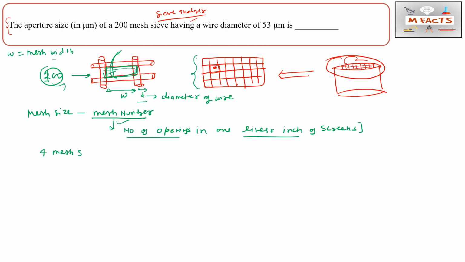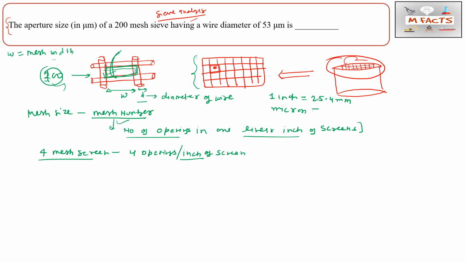Suppose they are saying that there is a 4 mesh size screen. What is the meaning of this? It means 4 squares per inch of screen. There are four openings per inch of screen, and 1 inch is equal to 25.4 mm. This is the unit, and generally in sieve analysis we measure the particle size in micrometer.